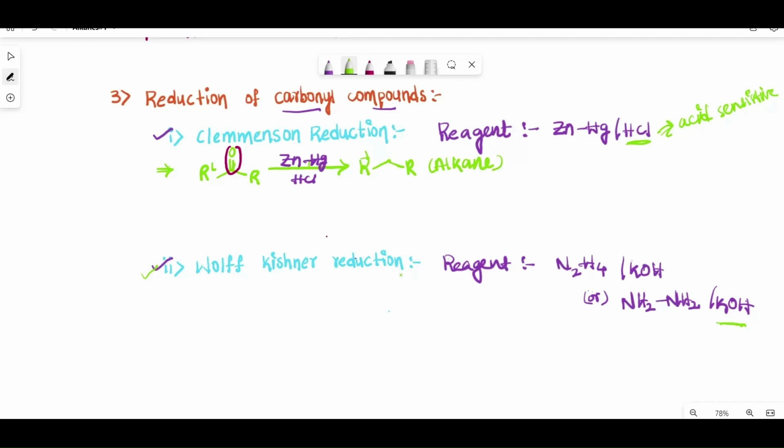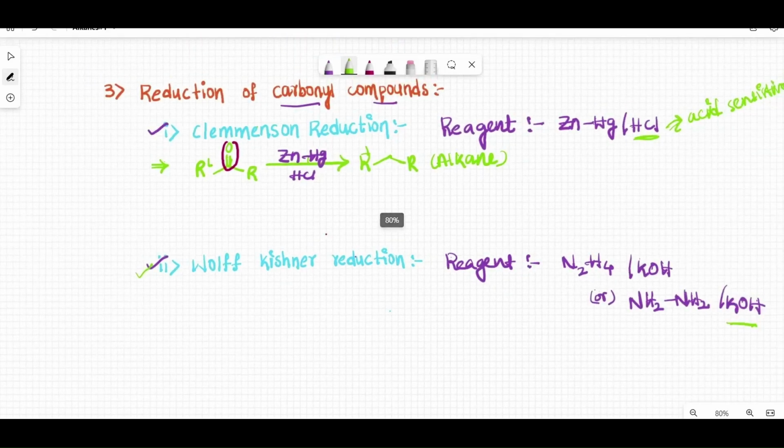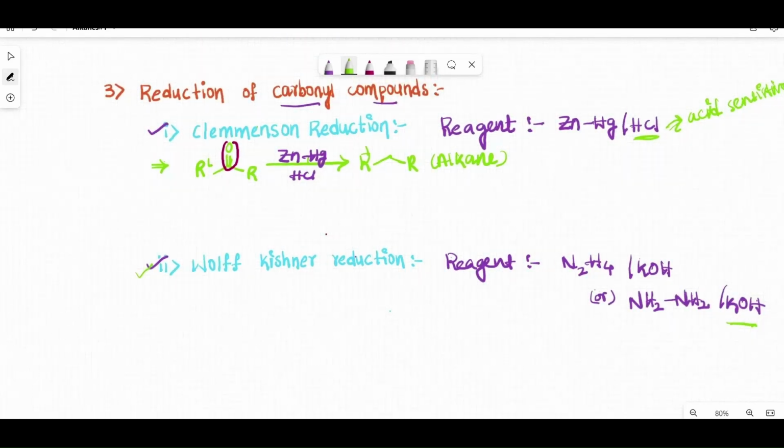And this Clemmensen reduction, one thing you should remember is this method is not used if the molecule contains any acid sensitive group. If that molecule contains any acid sensitive group, then we should use this Wolff-Kishner reduction. Let's see one example for Wolff-Kishner reduction, and then I will explain with one acid sensitive group.